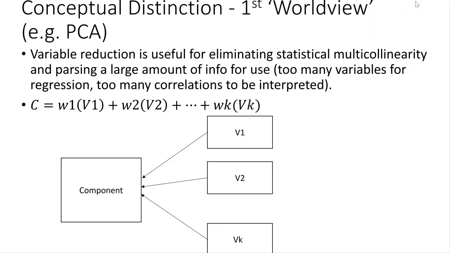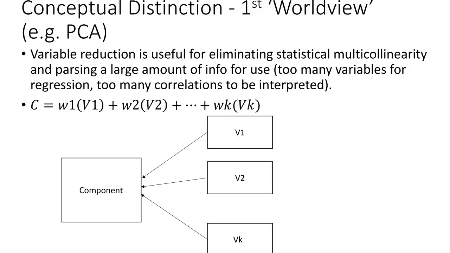The conceptual distinction between those two approaches is, simply put, either the idea that you're doing variable reduction or dimension reduction to eliminate multicollinearity, and that the way you're doing that is by using your original variables, which are shown on the right with the V's, V1, V2, down through V sub K, and putting them together into a linear combination to create a component. You're not doing it. That's what the statistical machinery is doing.